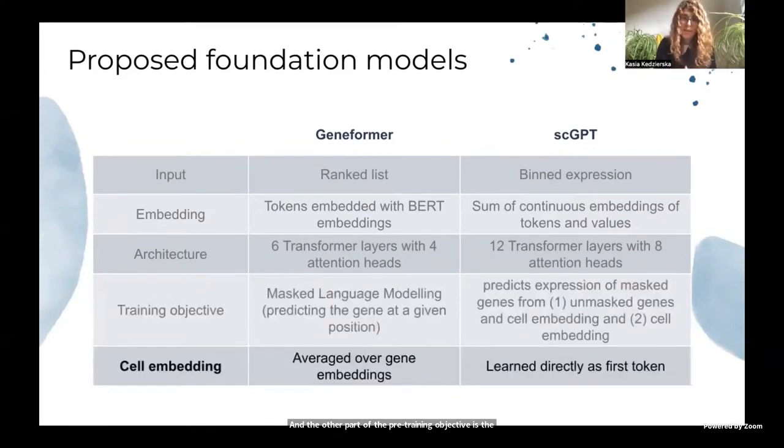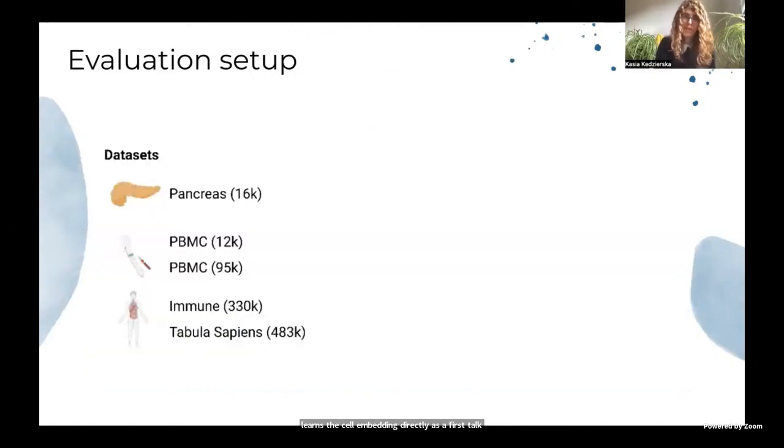And when it comes to the cell embedding, in GeneFormer, that's an average over gene embeddings in a cell, and scGPT learns the cell embedding directly as a first token. In our evaluation setup, we looked at 5 datasets.